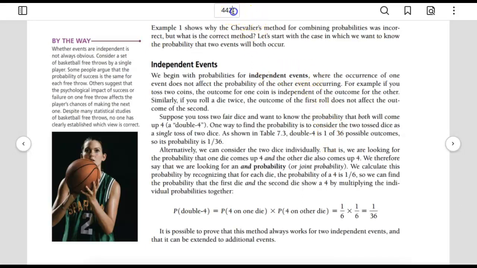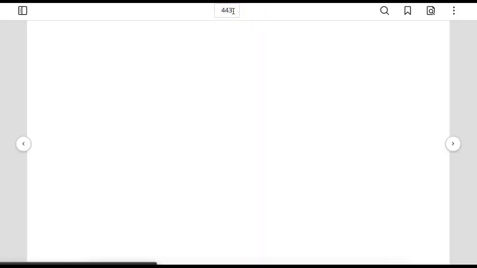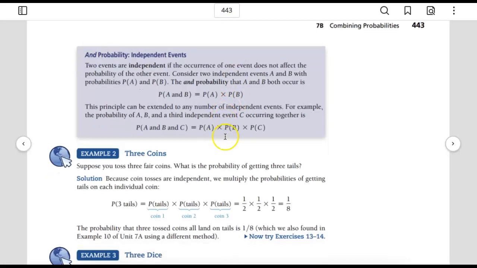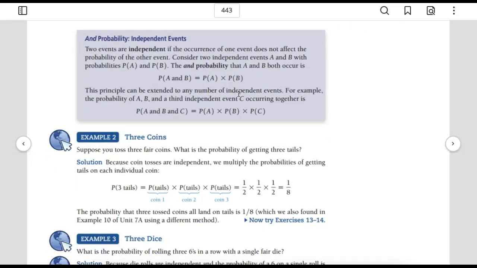On page 443, we see how to find probabilities of independent events that use the word and. So for instance, if I know that two events are independent and I want to find the probability of A and the probability of B, then I can multiply those individual probabilities together. That's a really powerful rule and formula that you'll use here.